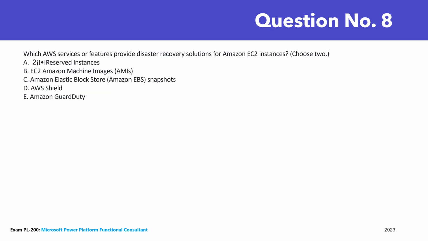Which AWS services or features provide disaster recovery solutions for Amazon EC2 instances? Choose 2. A. EC2 reserved instances. B. EC2 Amazon Machine Images, AMIs. C. Amazon Elastic Block Store, Amazon EBS, snapshots. D. AWS Shield. E. Amazon GuardDuty. Correct answer, B and C.